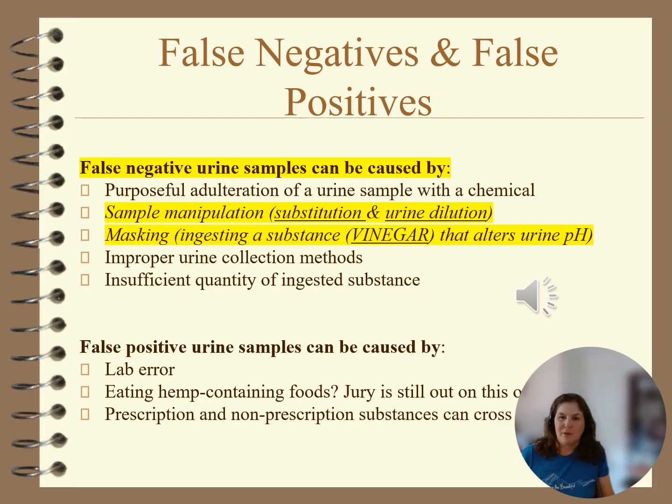False negative urine samples may be caused by someone using apple juice or urine from somebody else. Yes, the substitution or urine dilution. Masking, if they drink vinegar, it alters the urine pH. So it's important to know. False positives can be a lab error if you have a hemp-containing food. This one's still interesting. Some people say eating poppy seed muffins or bagels can create a positive on a drug test for the poppy seeds and the opium. So be aware.